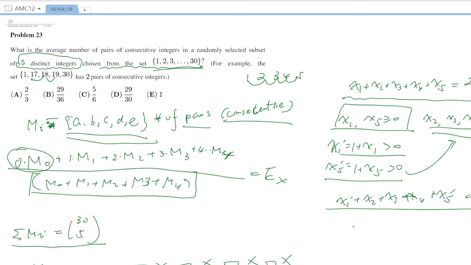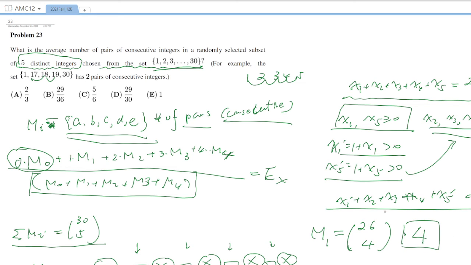So how many such solutions? It will be 26 choose 4, right? We have 5 numbers, we have 4 bars. Now we define the number of numbers in each section. And how many ways can we insert these 2 numbers into here, 1 number here, 1 number here, 1 number here? So we have 4 ways. Be very careful about this 4. This is the M1.